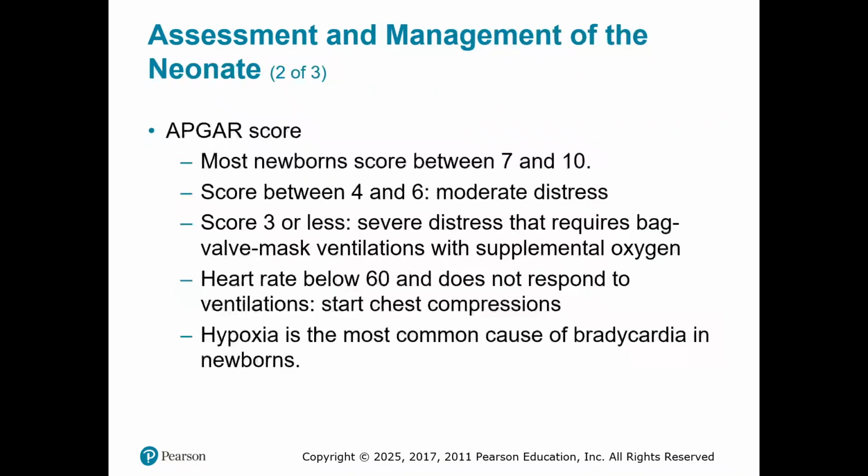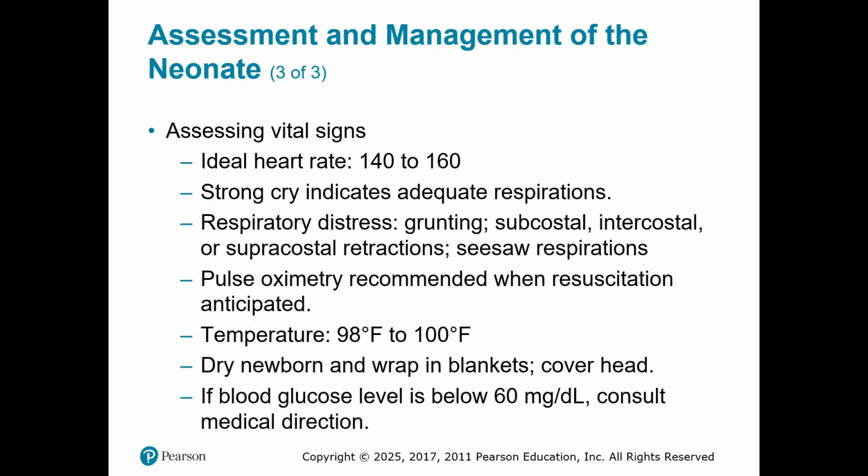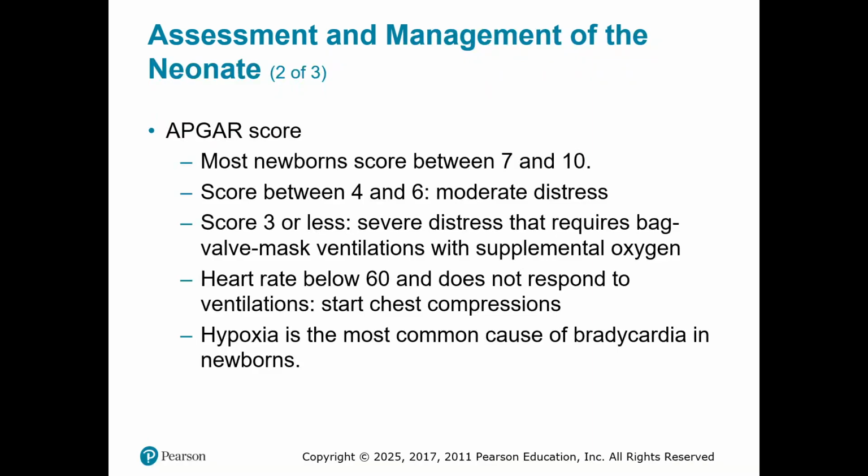The table for Apgar scoring. On the Apgar score, most newborns score between 7 and 10. Scores between 4 and 6 are moderate distress. Scores of 3 or less, severe distress that requires bag valve mask ventilations. Heart rate below 60 that does not respond to ventilations is when we would start chest compressions. Hypoxia is the most common cause of bradycardia in newborns.